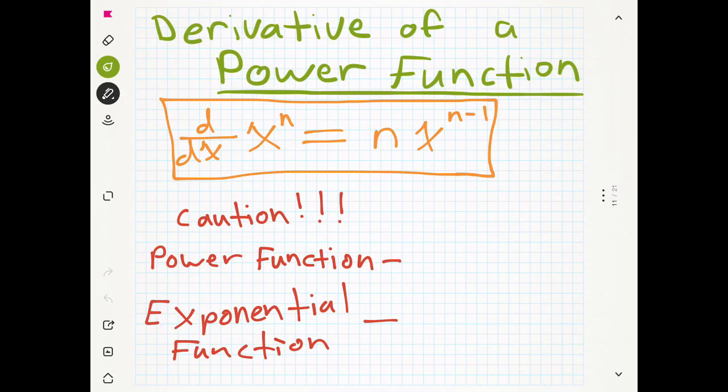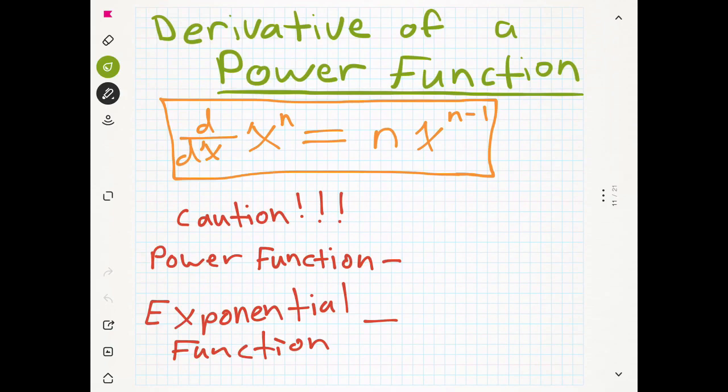This is a very important rule, so please pay attention for this one. The derivative of a power function. So again, d over dx of x to the power of n is equal to n x to the power of n minus 1. This might be intimidating at first, but it's really not. All we're saying is that when we have a variable as a base and it is to the power of a number, that number will come down, and whatever number was here, you subtract 1 from it, and that is the new derivative.